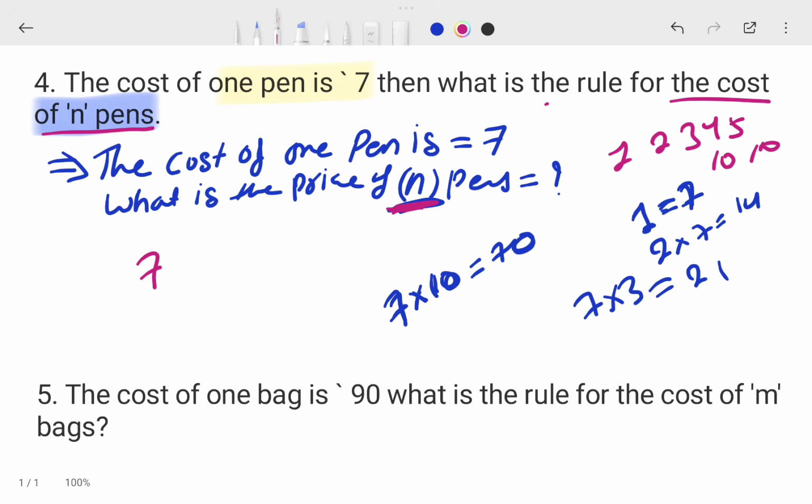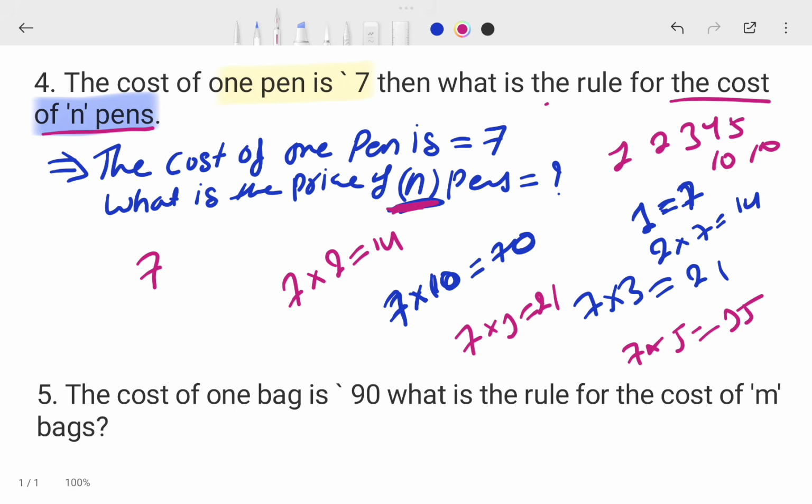It is n, but we know that however many pens it is asking about, we have to just multiply. Why? Because the cost of 1 pen is 7 rupees. If it is asking about 2 pens, we multiply 7 into 2, that's 14 rupees. If it is asking about 3 pens, then we multiply 7 into 3, it is going to be 21. Suppose it is asking about 5 pens, the price of 1 pen is 7 rupees, and the price of 5 pens is going to be 35 rupees.